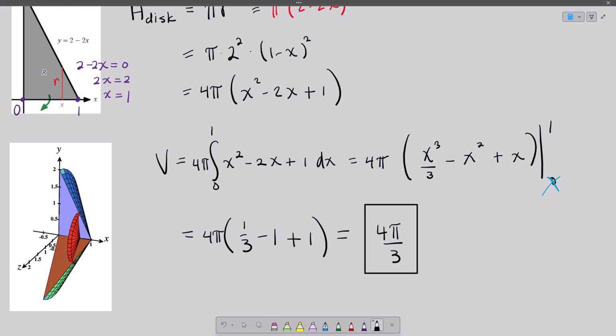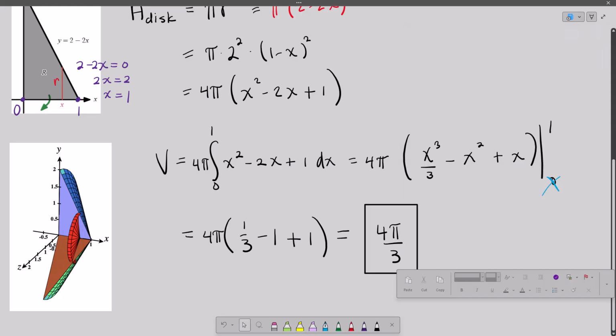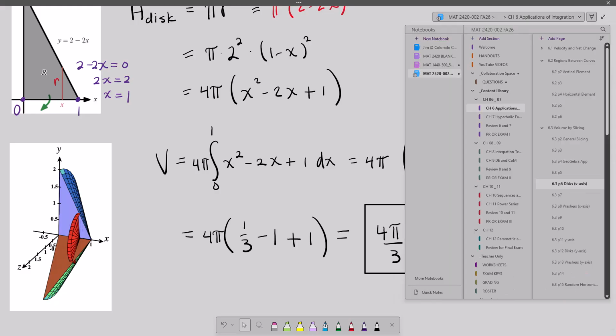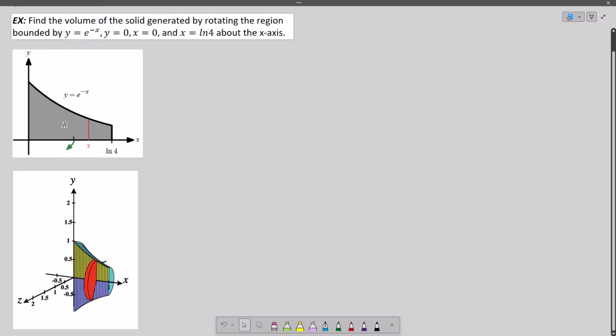Make sense? You ready to try one? Any questions on any of the steps there? All right, so what I want you all to do is set up the integral. If you want to, you can keep going and integrate it, but at least get it set up. I want to make sure you can set it up.